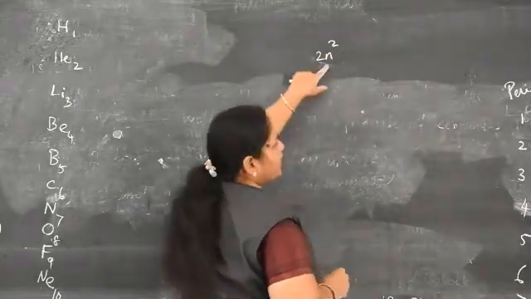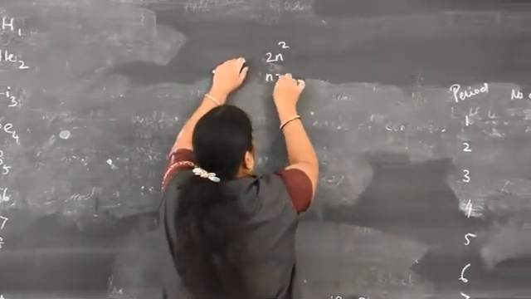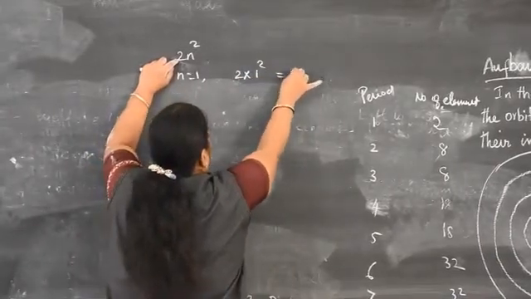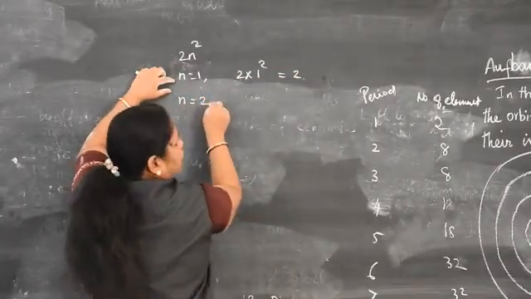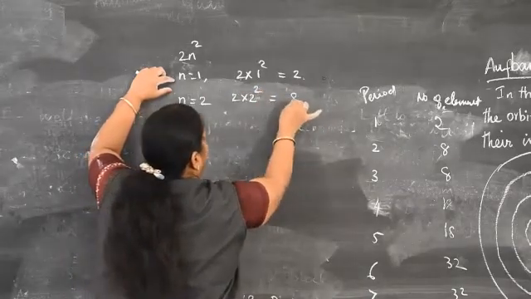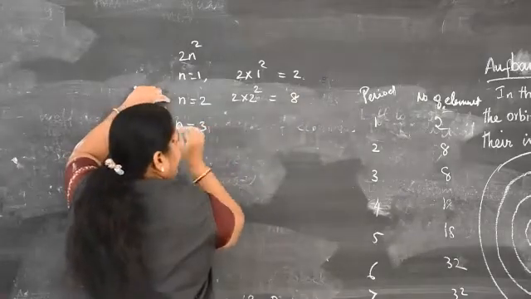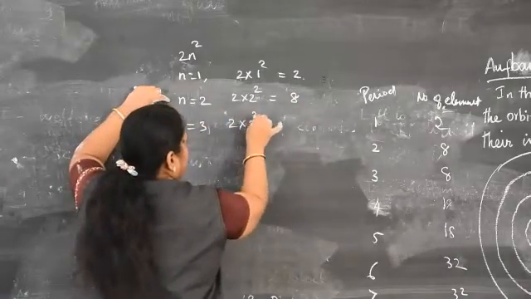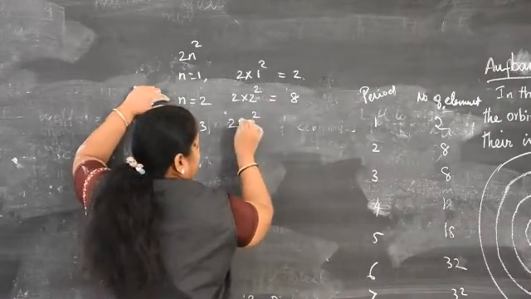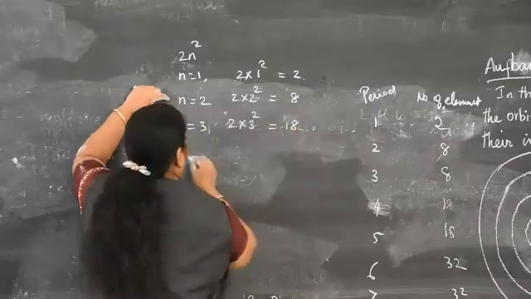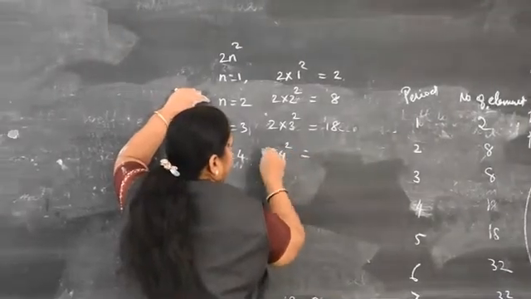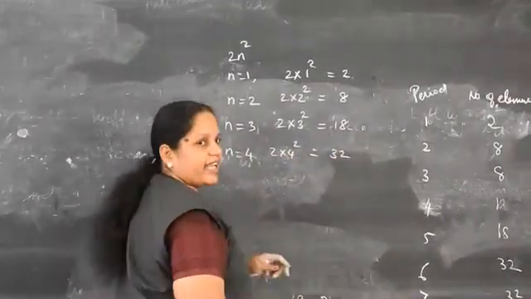Okay. Now n is what? n equal to 1. So 2 into 1 square equals 2. n equal to 2, 2 into 2 square, 2 2s are 4, into 2 is 8. n is 3, 2 into 3 square, 3 3s are 9, plus 9 into 2 equals 18. n equal to 4, 2 into 4 square, 16 into 2 is 32. Like that we fill the electrons.